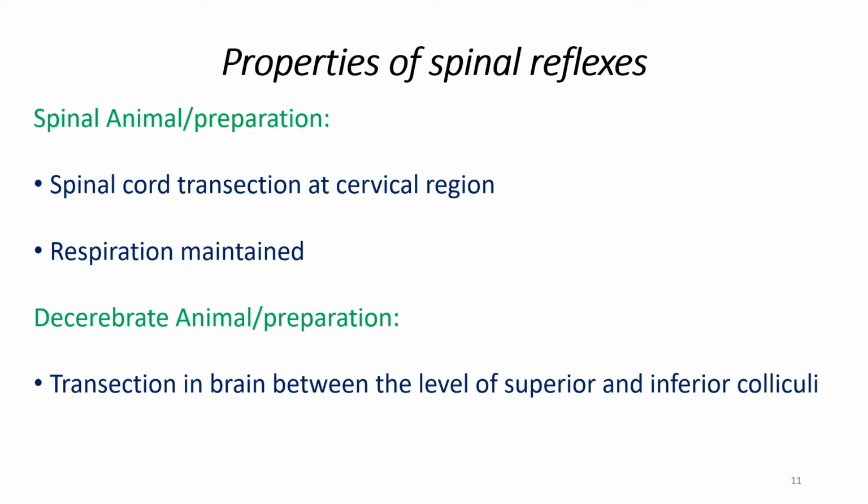Now we will be discussing different spinal reflexes other than the stretch reflex. But before studying the other spinal reflexes, we should know the different properties of spinal reflexes, so that we are able to understand the different polysynaptic reflexes. These reflexes can be experimentally studied in two types of animal: the spinal animal or preparation. The spinal animal or preparation can be made with the help of spinal cord transection at the cervical region, so that the spinal cord doesn't have any control from the higher centers.